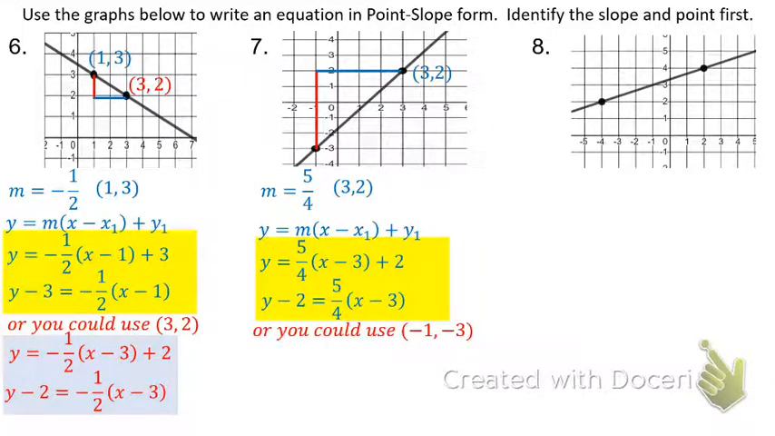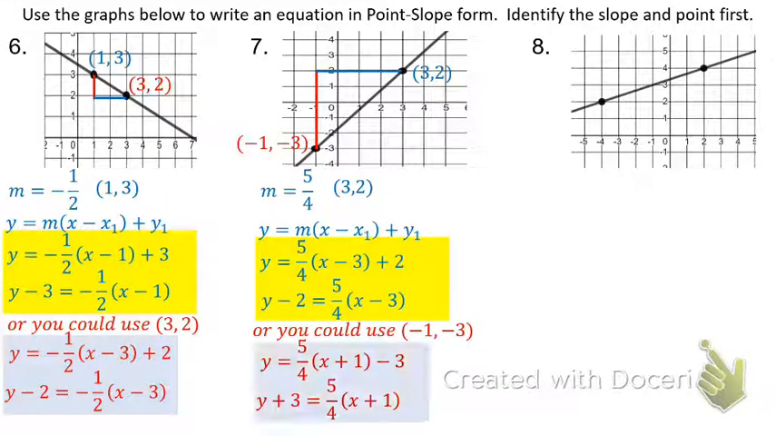We could also use the one on the left-hand side, which is -1, -3. In which case, the slope is still 5/4, but in the parentheses, we'd have x minus a -1, which would become x plus 1, and then the minus 3. Or, adding 3 to both sides, y plus 3 equals 5/4 times the quantity x plus 1.